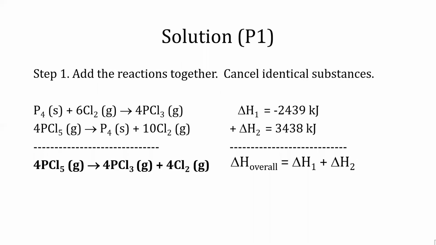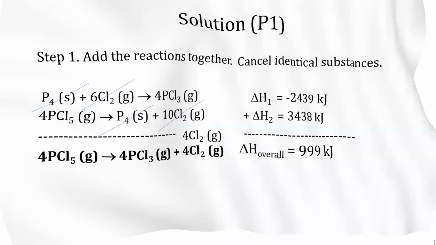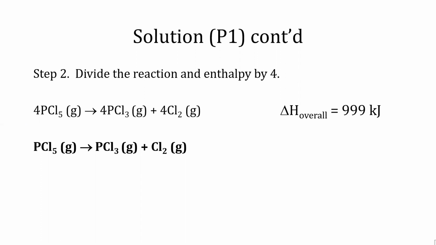Step 1. Add the reactions together, cancel identical substances. After doing this, delta H equals 999 kJ. Step 2. Divide the reaction and enthalpy by 4. After doing this, delta H equals 249.8 kJ.